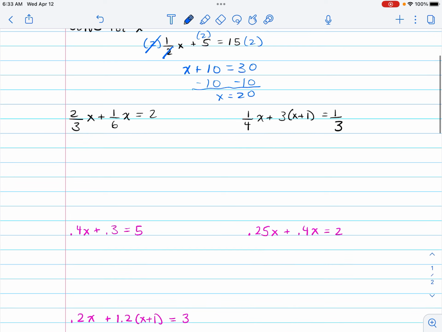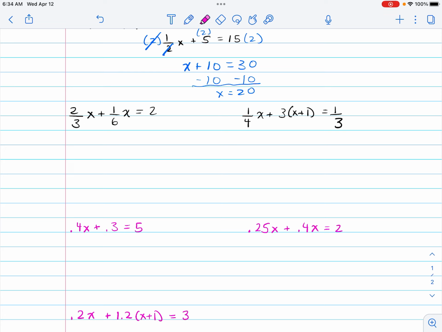Now, let's move on and look at this next one. Here we've got 2/3 x plus 1/6 x equals 2. So what I'm recommending here is that we get rid of that 3 and that 6. And what we want to do is multiply by the least common denominator. We want to multiply by whatever will divide both of these fractions out. And if you look at the 6 and the 3, that would be the 6. So I'm going to multiply through by 6. Every term by 6.